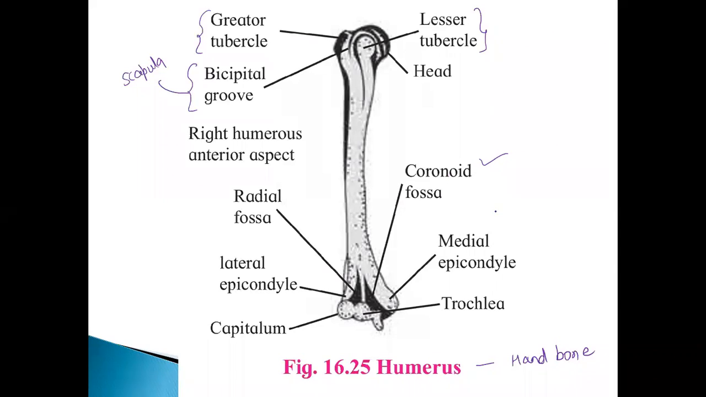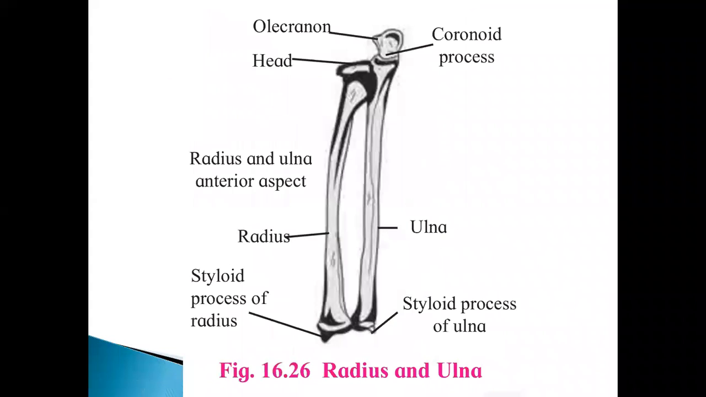Then we have the coronoid fossa, medial epicondyle, then trochlea, capitulum, lateral epicondyle, and radial fossa. From here, the radius and ulna are attached to the humerus. So let's talk about this. This part is the radius and this is the ulna. Ulna has a very special process here. There is a bend here. So this process is something like this.